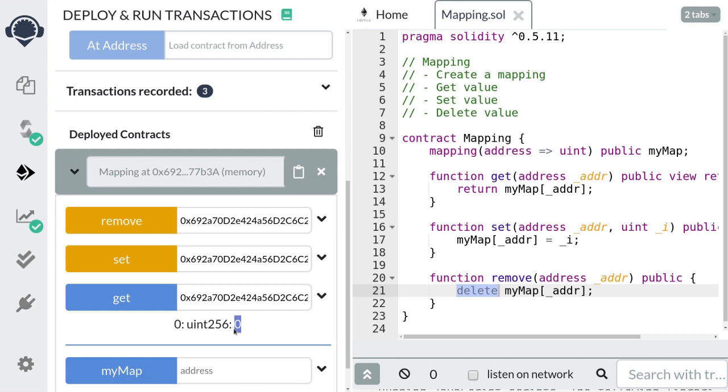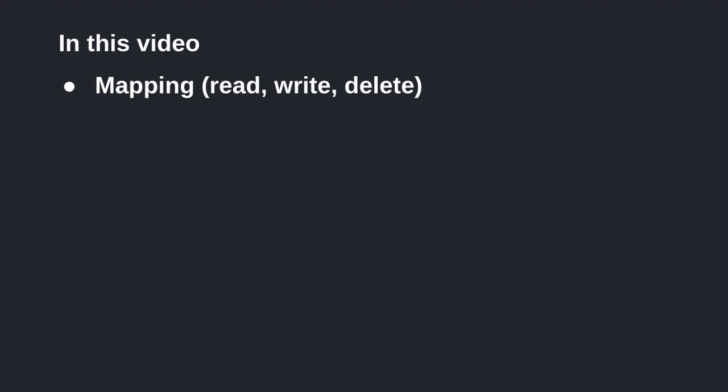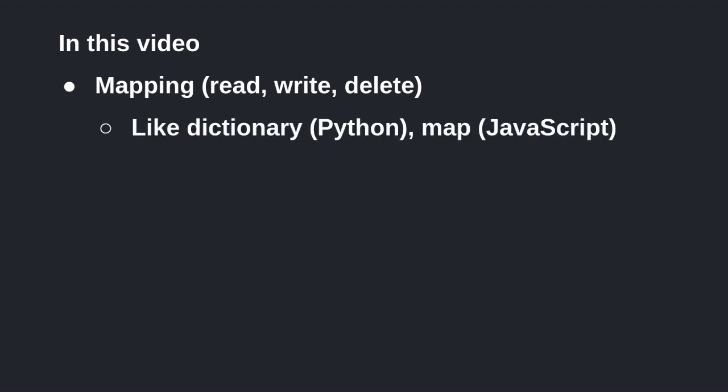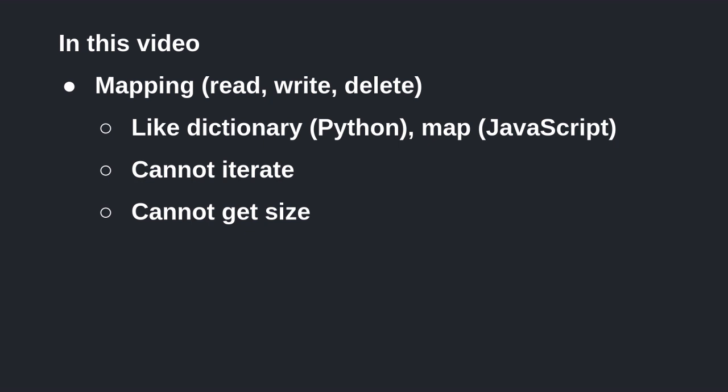So that covers how to create a mapping, get, set, and delete a value from a mapping. In this video, we went over how to create a mapping and how to do basic operations like read, write, and delete a value from a mapping. Like a dictionary in Python or a map in JavaScript, mapping in Solidity is good for fast lookups. One thing you need to keep in mind about mapping is that you cannot iterate them and you cannot get the size of a mapping.